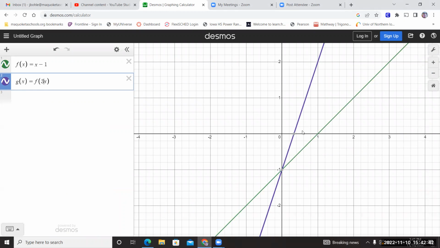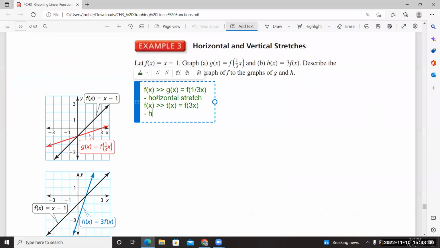It goes from 1 to 1/3. So it actually drug it in towards the y-axis. So this is actually a horizontal shrink. It's moving it in towards the y-axis. So again, this is a shrink. This would be a horizontal shrink because it's moving that x-intercept in, which is horizontal.